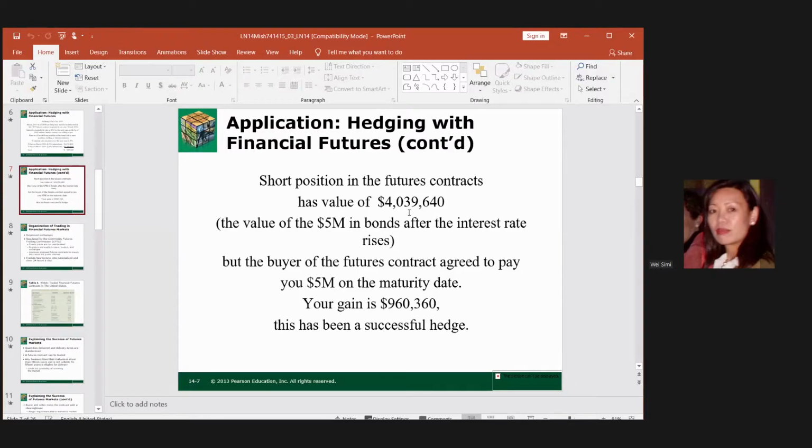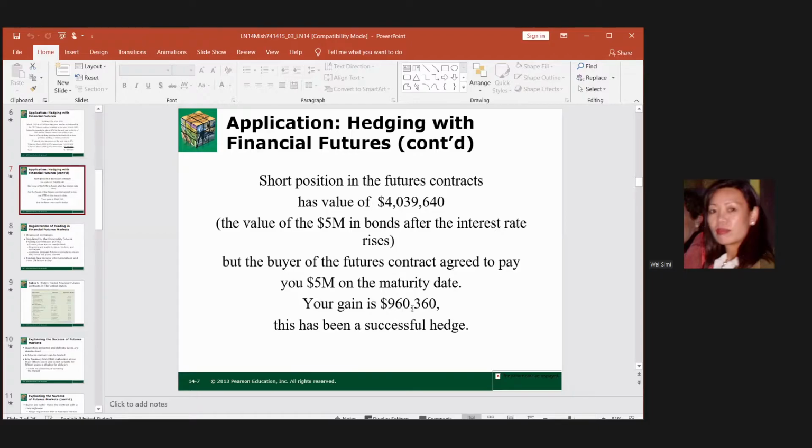Are you okay with this piece? Your gain is 960,000. You okay so far? Yes. Good. So let me repeat again. You short at 5 million at the par, but interest going up, the bond price dropped. So you shorted at 5 million. So that means when your contract expires and you close, the difference is you make the money. That's why you make this much.